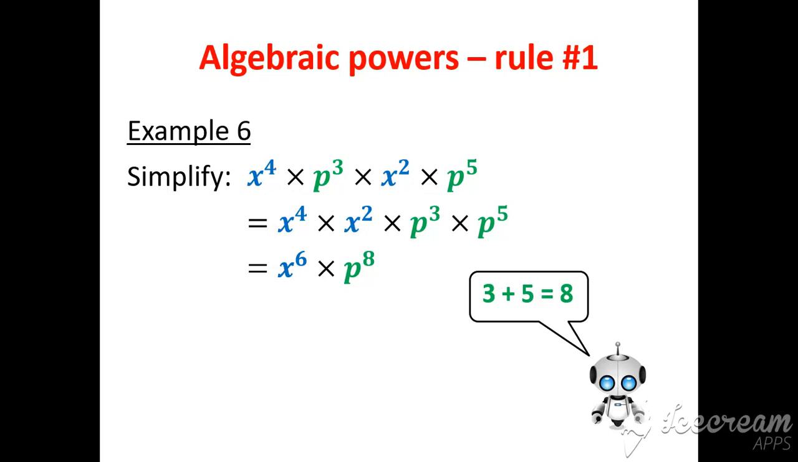Now in algebra, I don't need to put a times, so I can ditch the times. But in algebra, remember, we prefer to write things alphabetically when we multiply expressions. So it's better to write p to the power of 8, x to the power of 6.